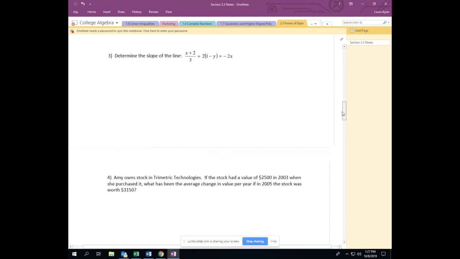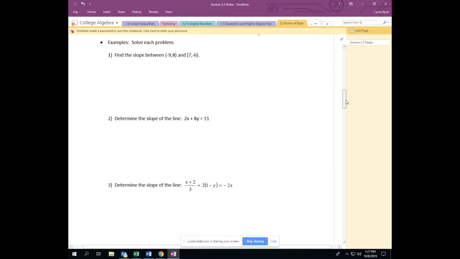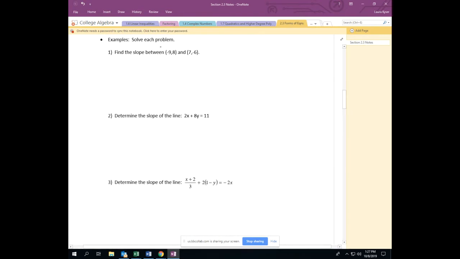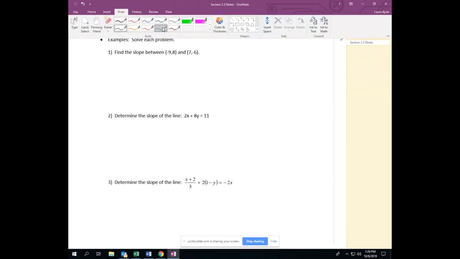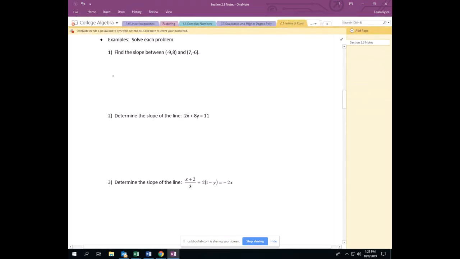Now we have a few different situations here. So I want to go ahead and take a look at this first one. And then I want to take a look at this third one here as well. And we'll see what it's saying. This equation is in standard form, so you'd set up the ratio opposite of A, so -2 over B, 8, and simplify.